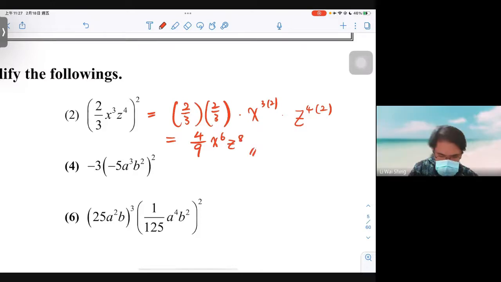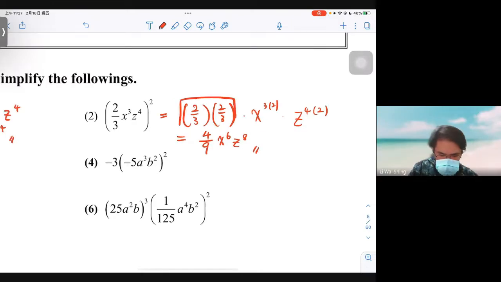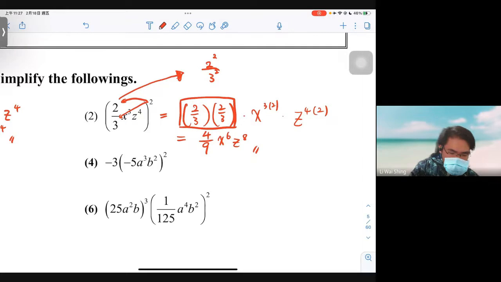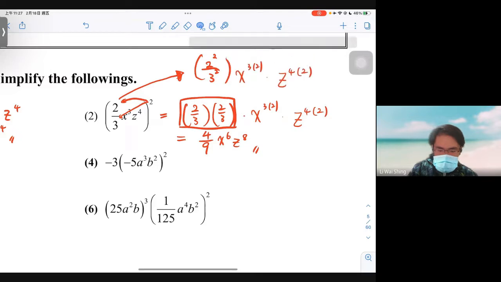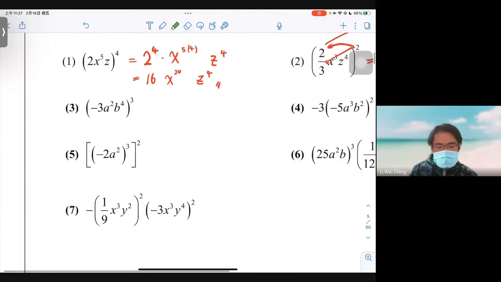Very good, very good. Okay, some of you may wonder how to find this. Mr. Lee will use this way. I will write it as 2 square over 3 square. I just split the square inside and you can get the same result as mine. So you can use the method given by Wing Tong, or use the method suggested by Mr. Lee. Okay, next one.